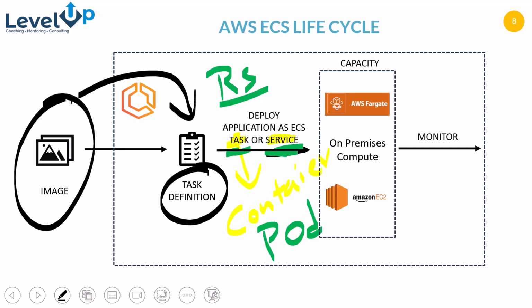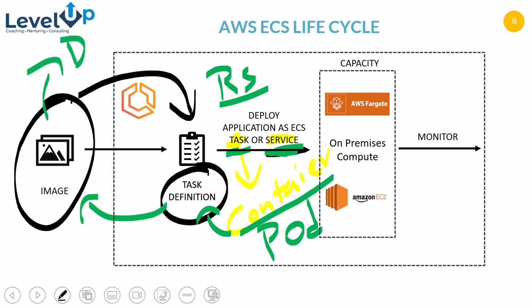Okay, so the life cycle is, first of all, we can create containers from a task definition. Now a task definition is created from an image. Now how is an image created? Typically an image is created from a Dockerfile.